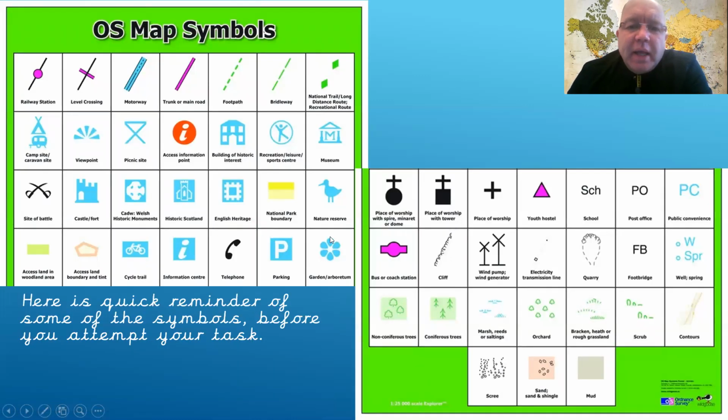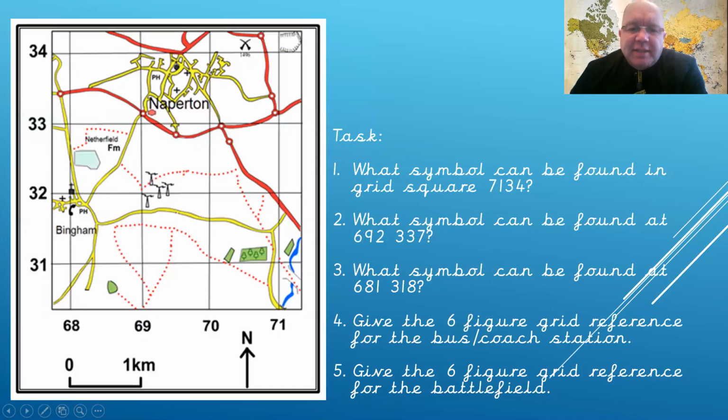Okay. Now, here's just a quick reminder, and you might want to flick back to this slide, the actual task itself, or maybe you're okay and you can remember some of the main symbols. You can pause or you can go back to this slide anytime you like, because here is your task. We're combining our 2 LOs for today, our ability to use the symbols and our ability to use 6-figure grid references. I've got 5 questions for you.